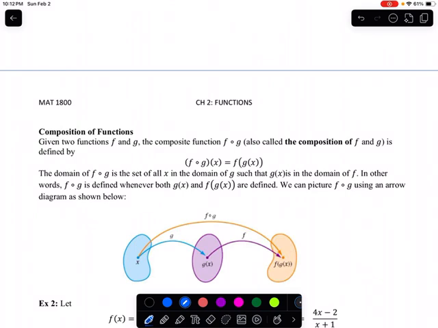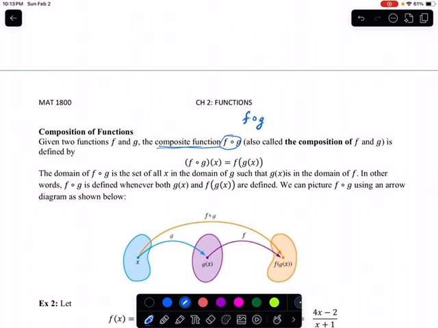Another way of combining functions is what we call composition of functions. So how do we compose functions, or what does this mean? We define it like this: given two functions f and g, the composite function. The name of this new function is the composite function, and this is the way we write it: f, then a small circle, and then g. It is not "fog," by the way. It is f composed with g. We also call it the composition of f and g.